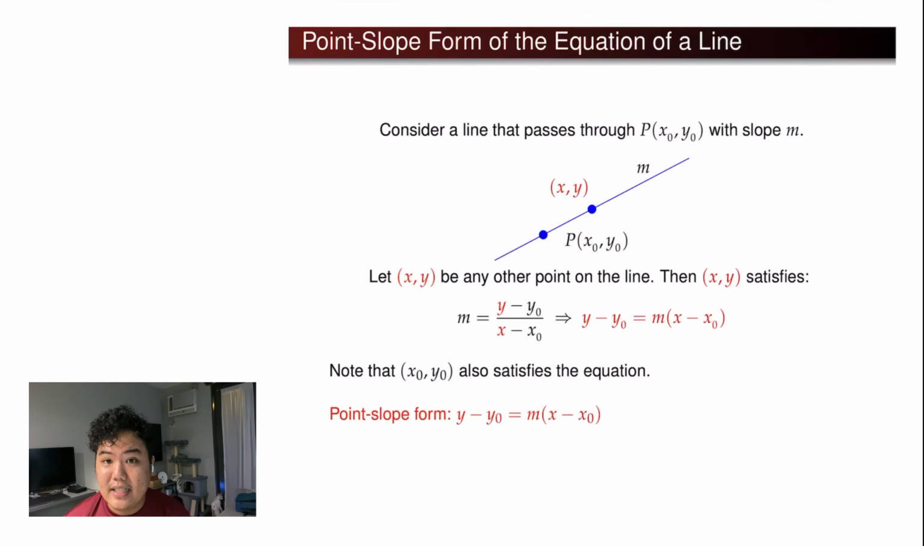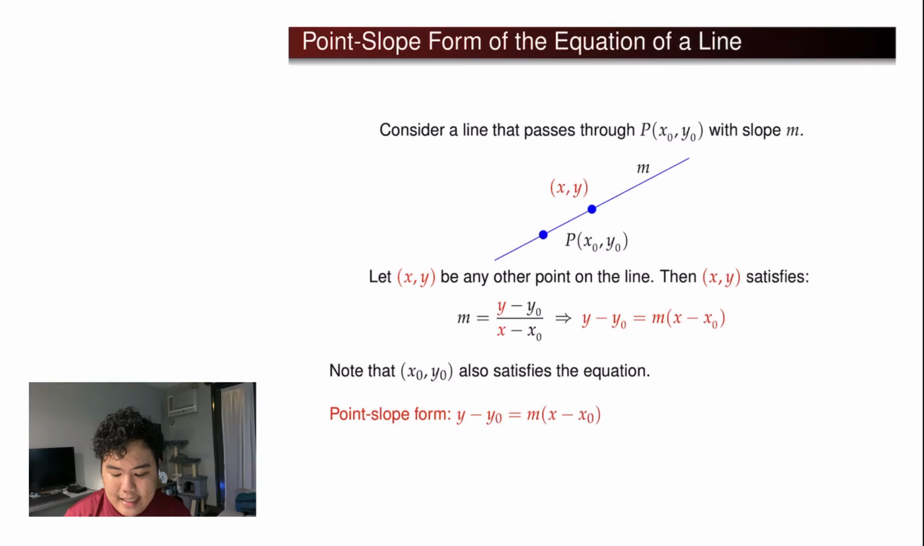So let us recall kung ano ba yung nagde-determine ng isang unique line. So para makapag-determine tayo ng isang unique line, kailangan natin ng point on the line and the slope of the line. So pag sinabi nating slope of the line, that is the steepness of a line.